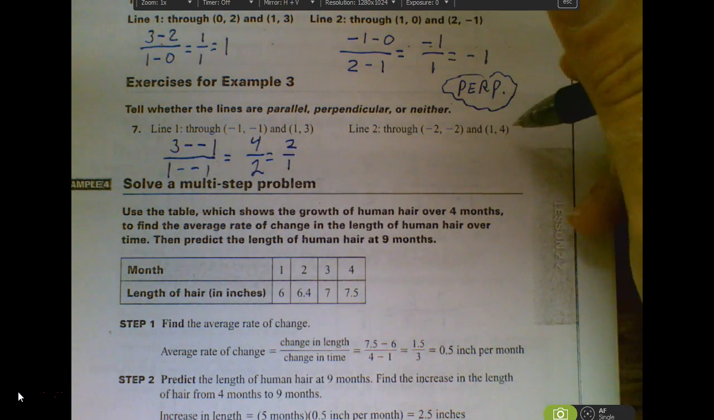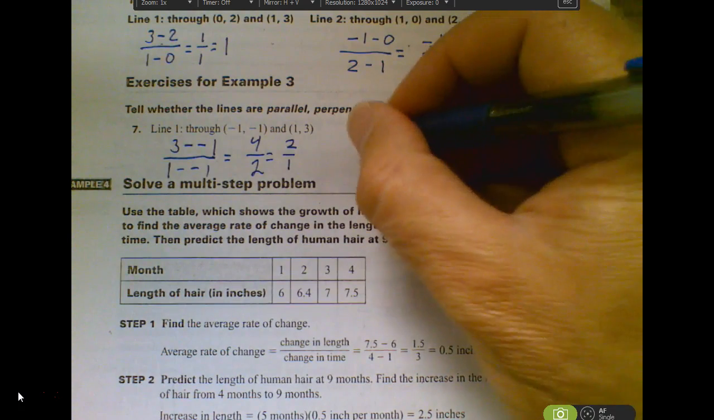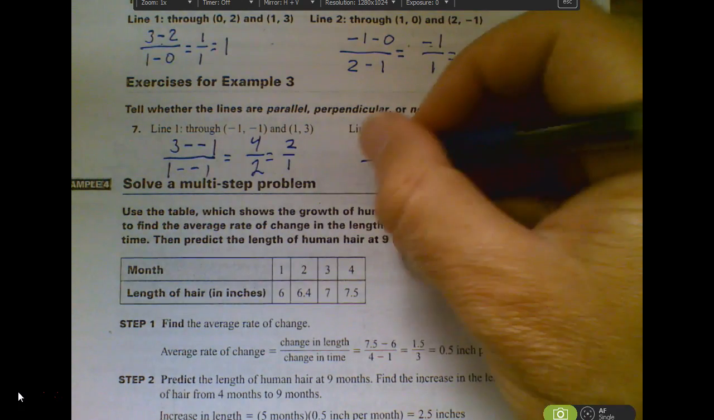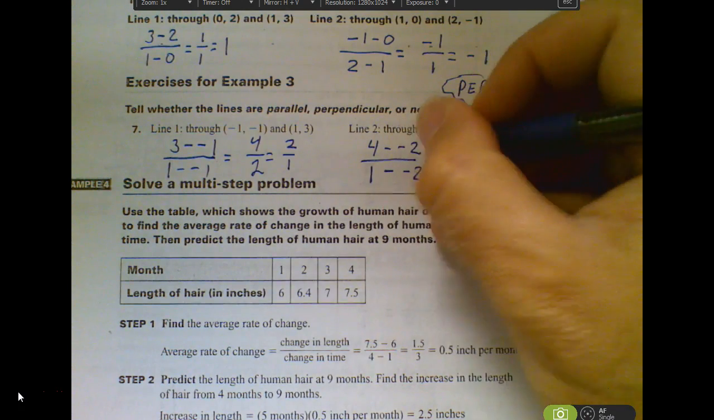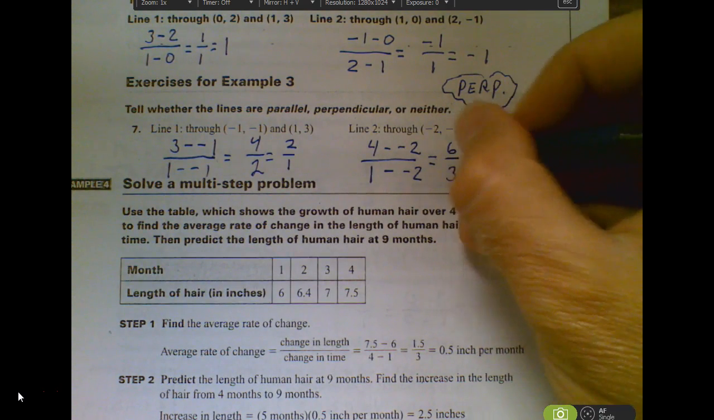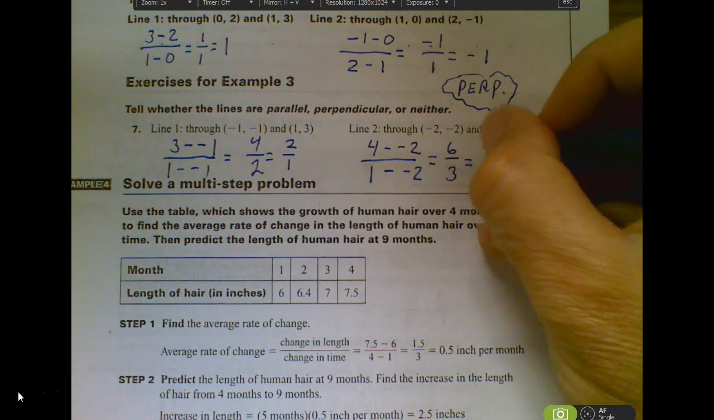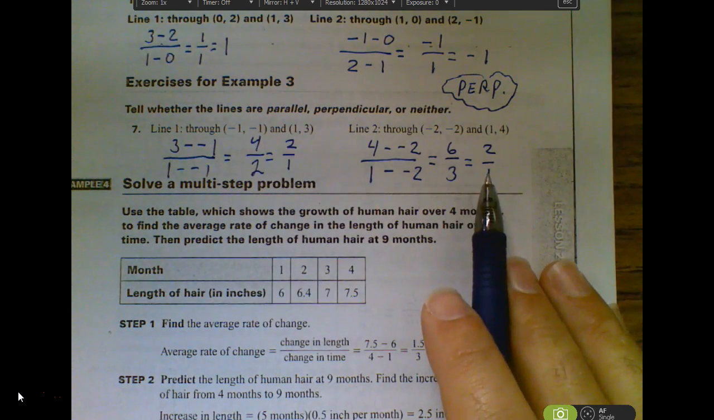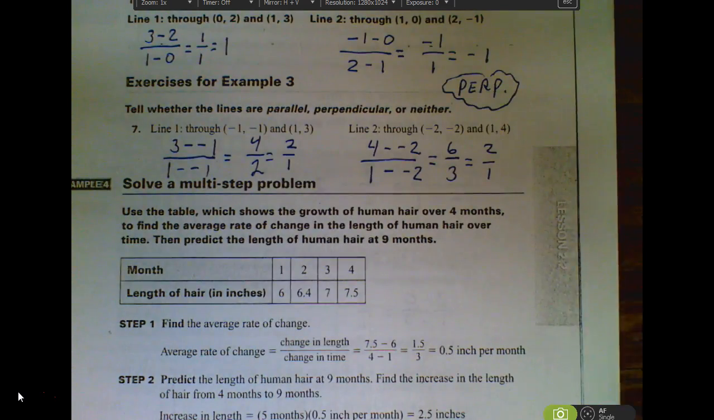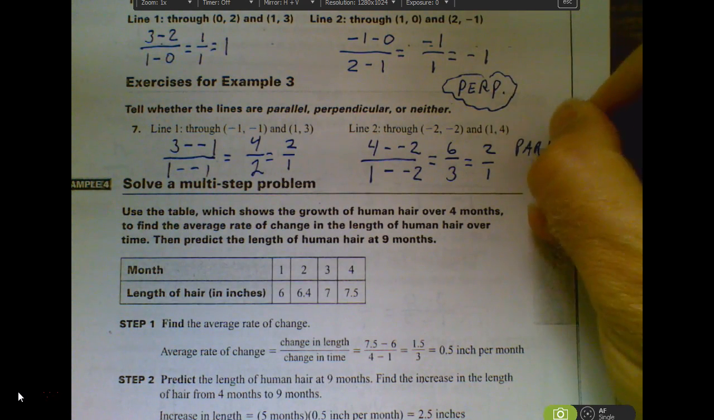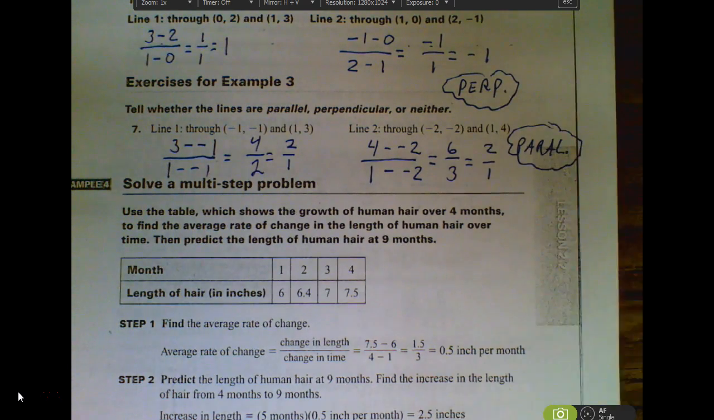So that'll help. So if I do the same thing with line 2, again, I'm going to do my y value minus my y value over x minus x. So 4 plus 2 is 6. 1 plus 2 is 3. So 2 over 1. And voila, you can see that we do have the same slope, which means these lines are parallel. So we got parallel lines. We'll abbreviate here. Again, always want to show the work that goes into making that decision.